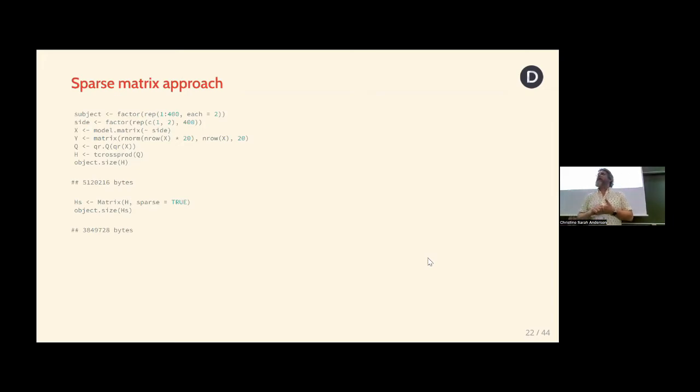So I'm going to use a more complicated example here. Let's imagine 400 butterflies, each with a left wing and a right wing that we've digitized, and we want to know basically if there's asymmetry in their wing shapes. So I have one factor here, subject, where it's 400 repeated each twice. And I got this other factor, side, which is either left or right 400 times. I'm going to make this model matrix X, which is going to estimate the means for the left and right side. Then I'm going to find Q and I'm going to find H. And if we do that, notice that the object size of H here is about 5.1 megabytes. The object size of a sparse alternative of that same matrix is only 3.84 megabytes, meaning it takes a lot less memory to store the same data.